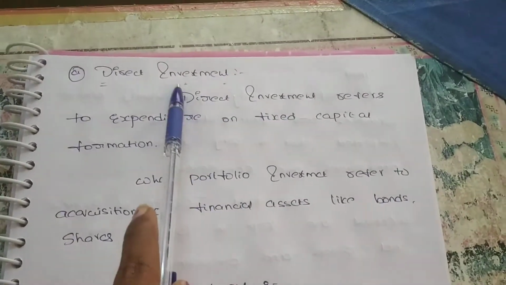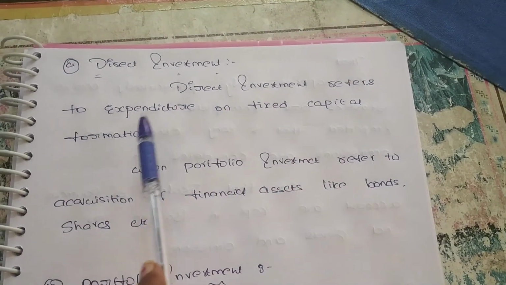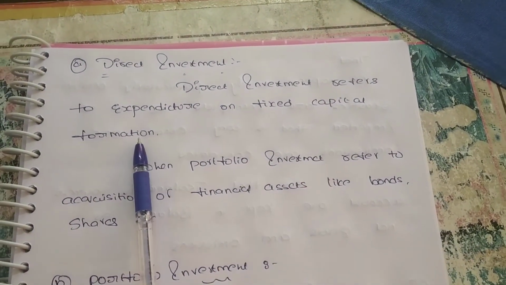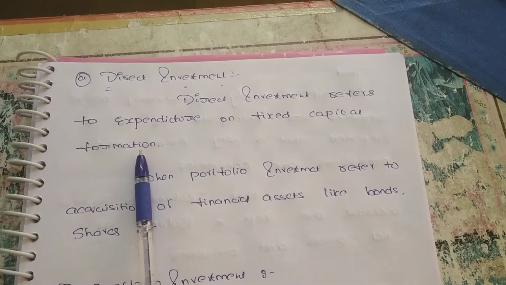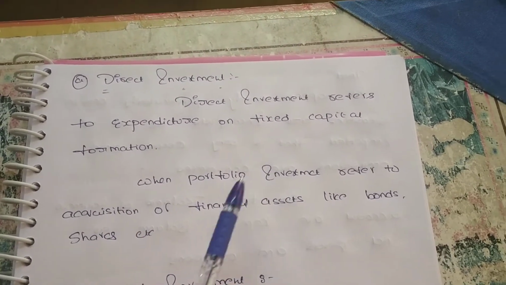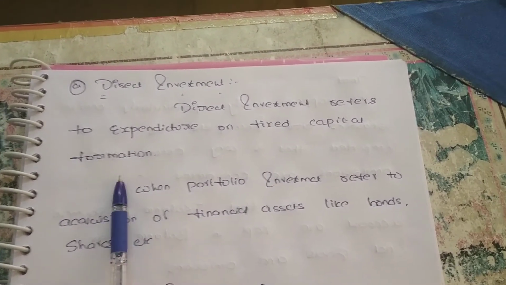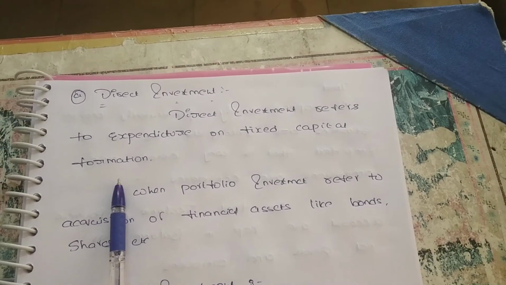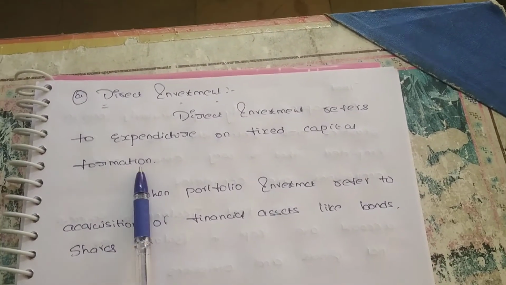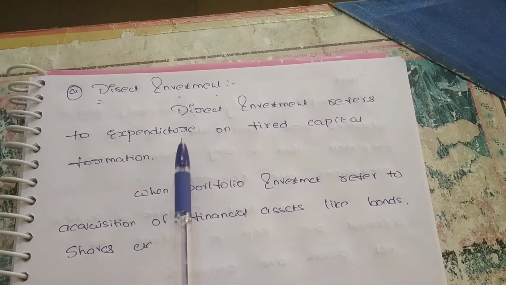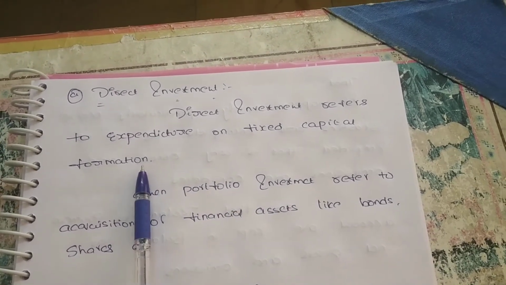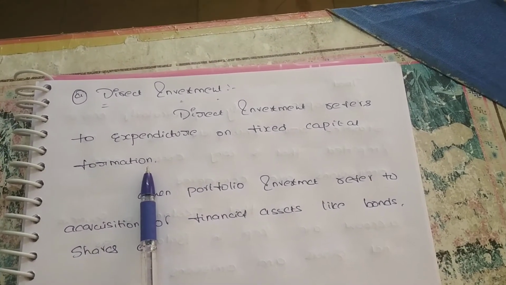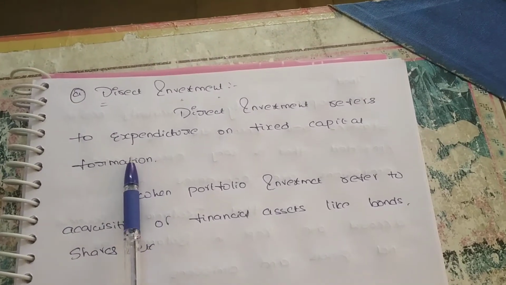What is direct investment and portfolio investment? Direct investment refers to the expenditure on fixed capital formation. Direct investment is nothing but the expenditure we have incurred for the contribution of fixed capital. That type of expenditure is a direct investment.